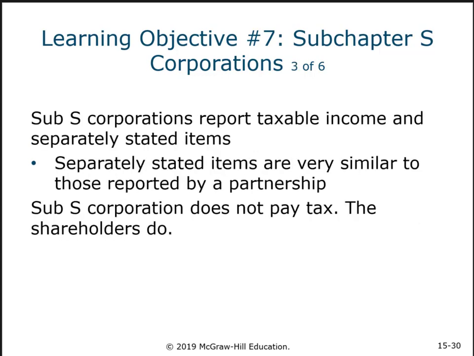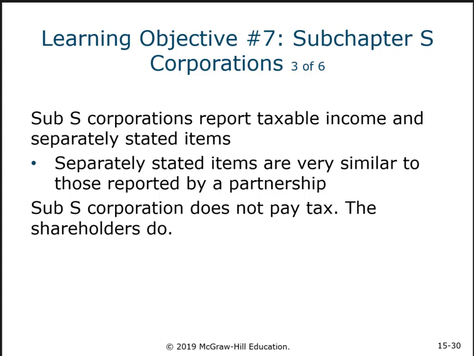They report taxable income in separately stated items. That sounds very much like partnerships, and that's true. They are much more like partnerships than they are like C corporations. They have separately stated items. They have their regular ordinary income, typical things, and then they separately state income that has special tax treatment, like capital gains, interest, that sort of thing.